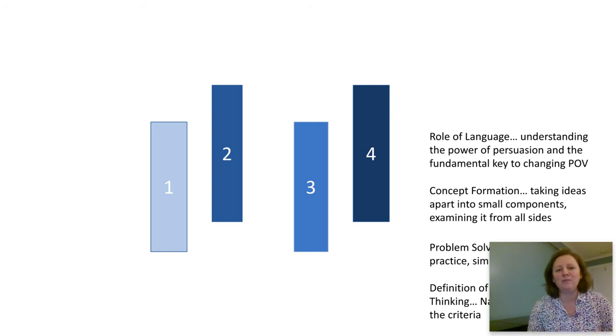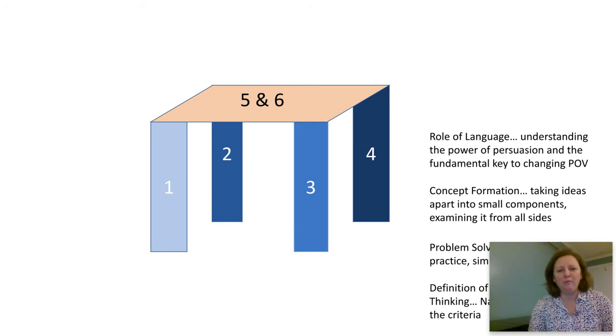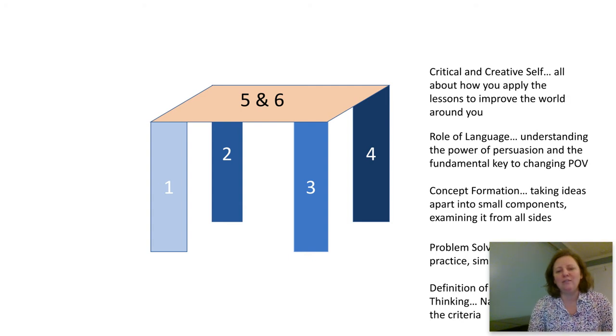So I see these first 4 modules as pillars that hold up a floor or a platform. And on that platform goes you. And that's in modules 5 and 6. We're pulling everything together into the creative self and the critical self. And in modules 5 and 6, I want you to really think about how you can use the lessons from all 4 modules into a greater application.